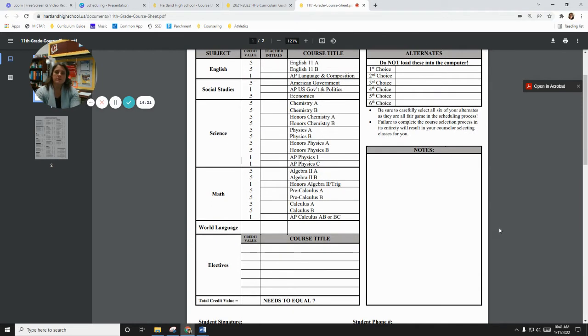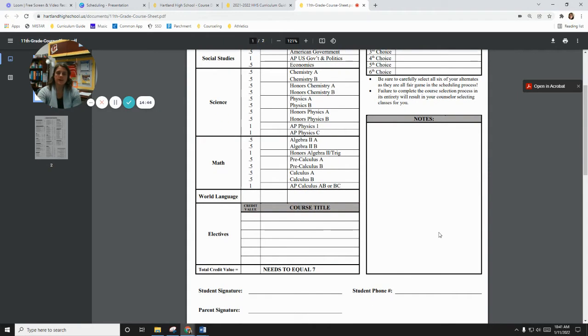Okay, the notes box might be something that you use. Your counselor might make notes in this box when you meet in February, but let's say you plan to apply to a shared time program, or you want to take an online class or try to test out of something. If there's anything that you want to make note of, feel free to write that in the notes box. Okay, so the next thing I'll talk about is shared time.